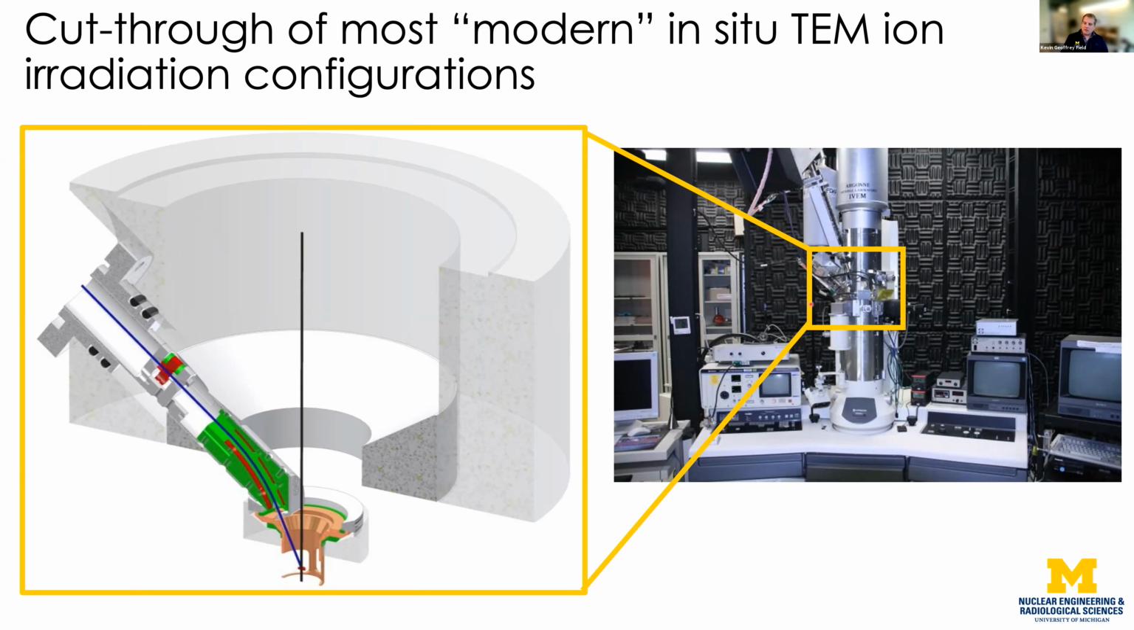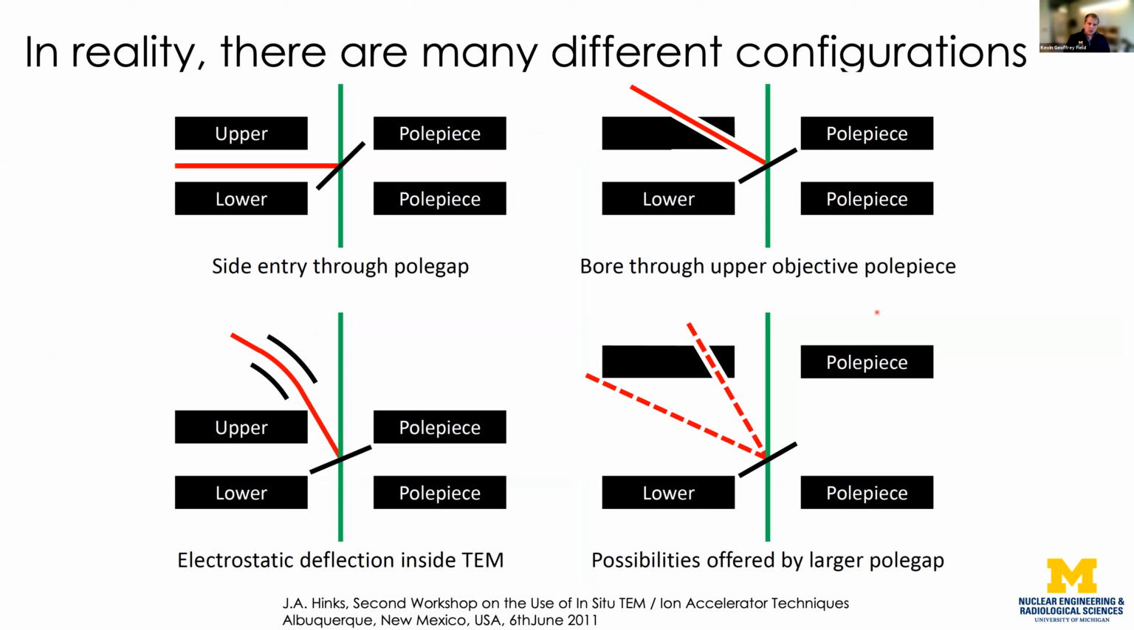And so this is the IVEM facility. This was probably considered the most premier facility for doing these irradiations over the past 2 or 3 decades. I think they commissioned it in '95, if I remember right. But in reality, you can do a bunch of different types of configurations for ion beams. So here are just some examples.